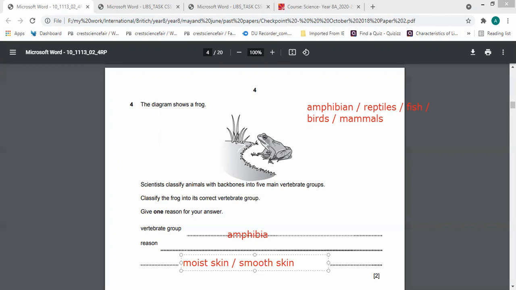Amphibians have a different life cycle, which has a larval stage. From the larva, then tadpole, then frog. The life cycle of amphibians. But if you just say moist or smooth skin, it's right. Okay.